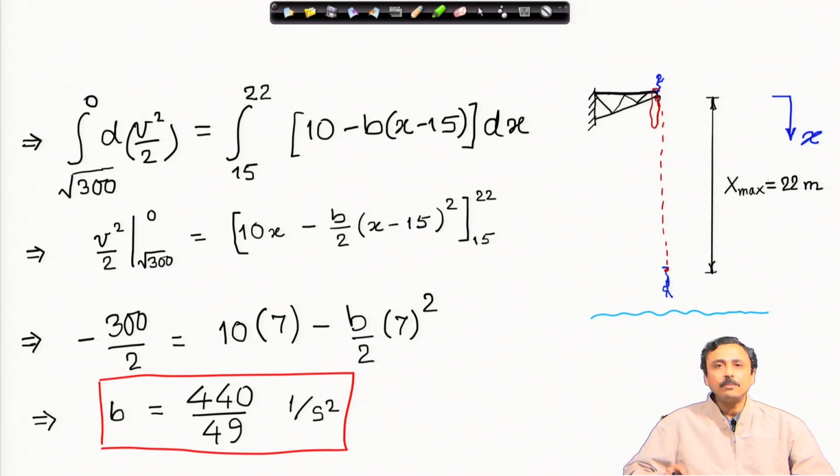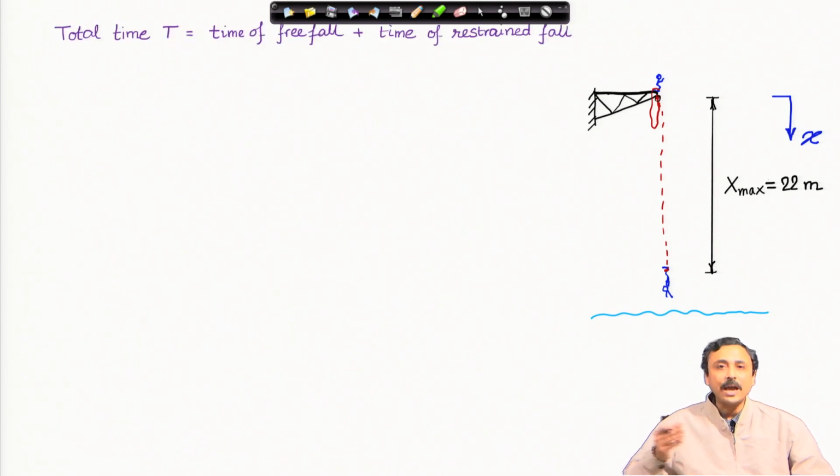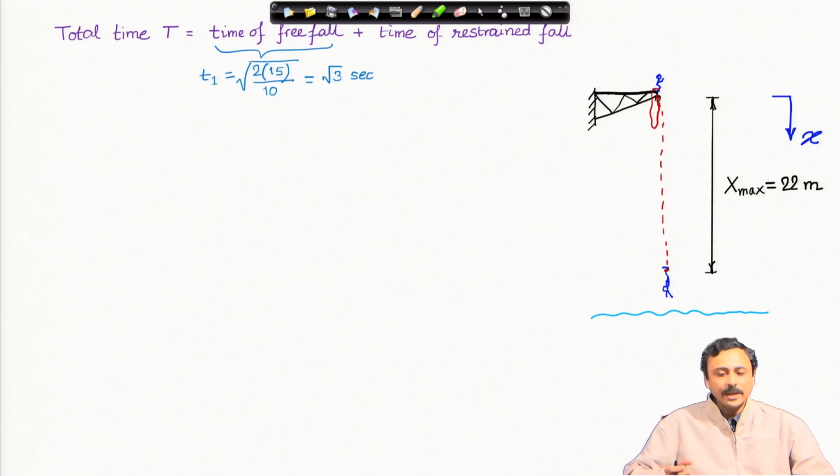The next part of the problem is to determine the total time it takes for the jumper to start from the top and reach the x max, which is the maximum jump depth. Now, the total time is equal to the time of free fall plus the time of the restrained fall. So, the time of free fall is very easy to find. I am sure you can find it out.